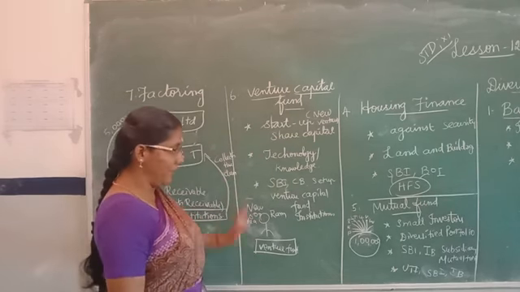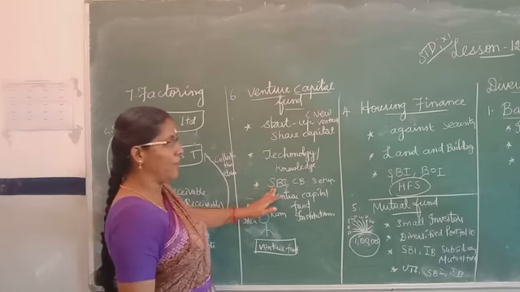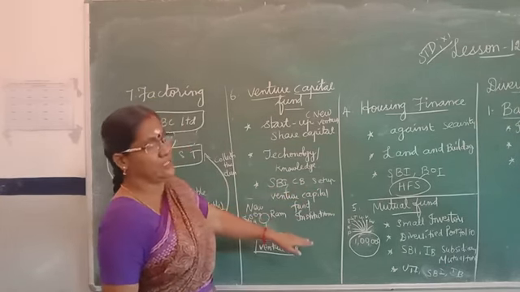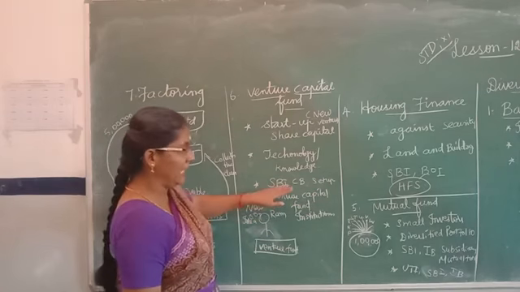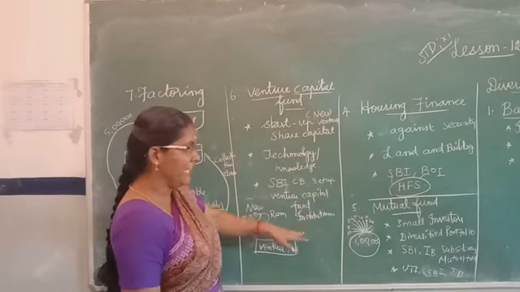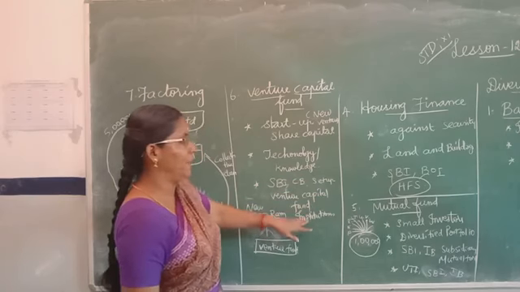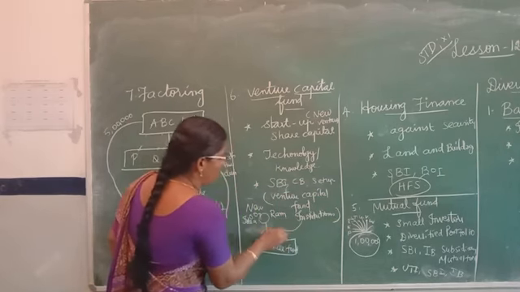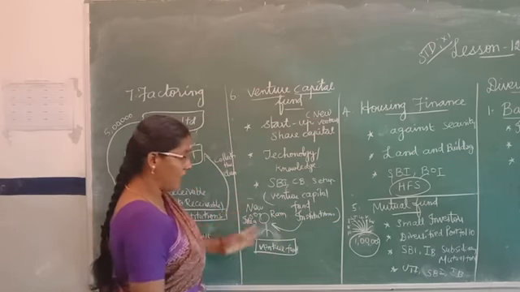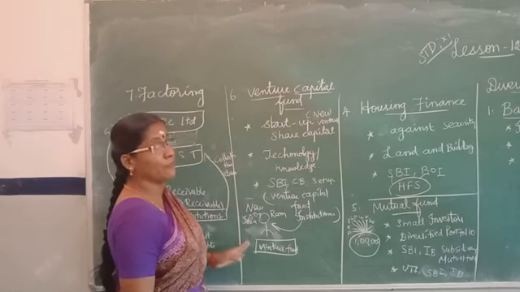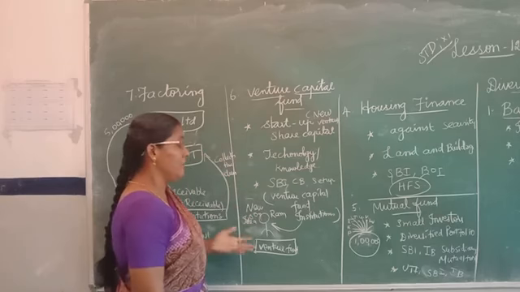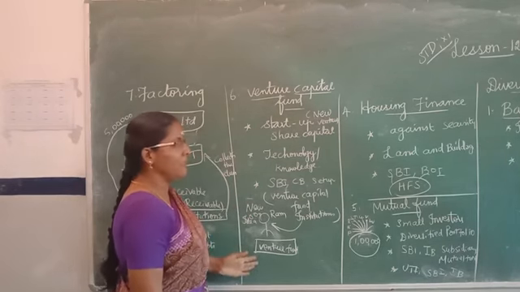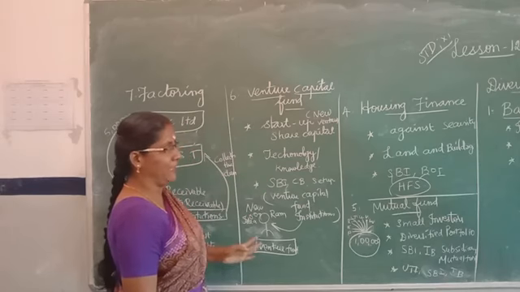For that, SBI and Canara Bank set up the venture capital fund institution. SBI and Canara Bank have the tie-up with the venture capital fund institution. This fund is going to give a loan to Ram. Like Ram, so many people have new ideas without capital. For them they are going to give the loan. That is called venture capital fund.